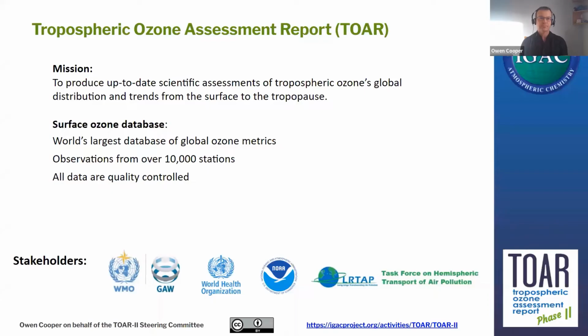Next slide, please. So briefly, the Tropospheric Ozone Assessment Report has a mission to produce up-to-date scientific assessments of tropospheric ozone's global distribution and trends from the surface all the way to the tropopause. We've built the world's largest database of global ozone metrics with observations from over 10,000 stations worldwide. And importantly, all data are quality controlled. Next slide.